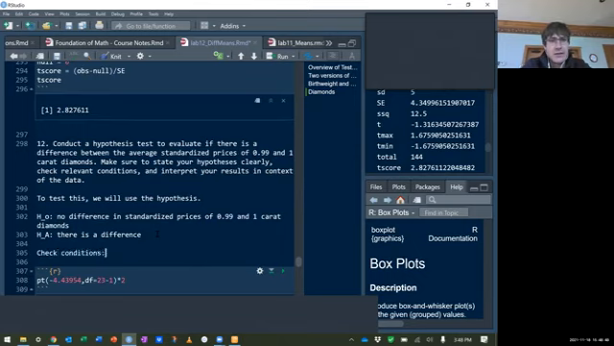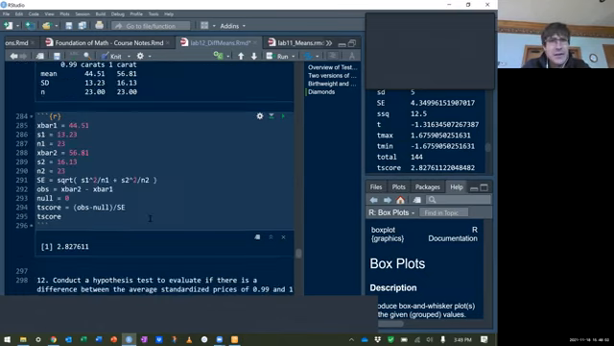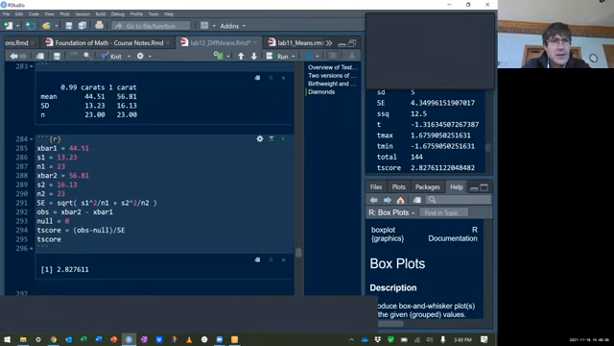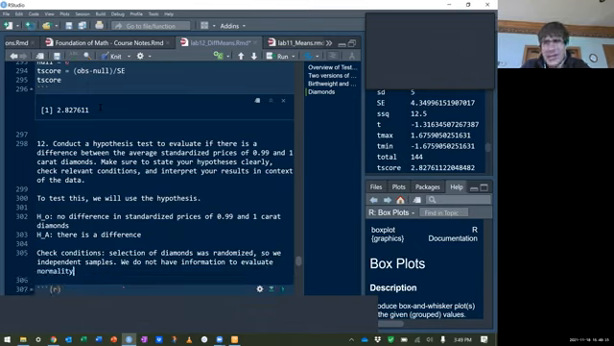Remember in the problem it said selection of diamonds is randomized. So we have independent samples. But to check sample sizes, we don't have information about outliers, max and min. So we'll just say we don't have to evaluate normality of data. The data should be normal, and the way we check it is by looking for extreme outliers, which would tell us it's not normal.